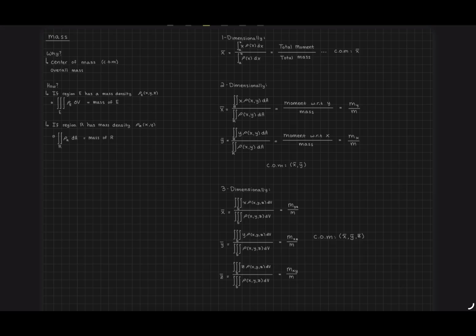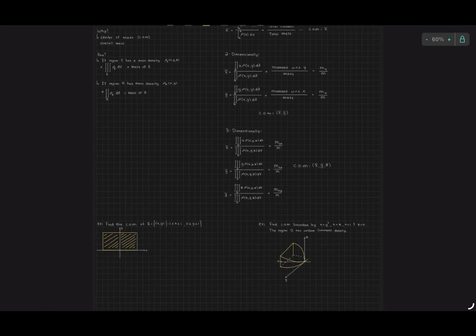So let's see. Is there anything else I want to talk about? I don't believe there's anything I want to talk about until we get to an actual example, and maybe then I'll bring up this new point. But let's go ahead and go to our first example.